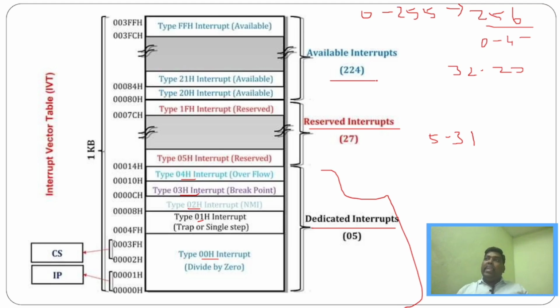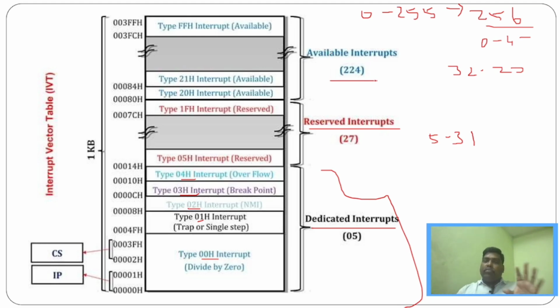Dedicated interrupts, in the sense, are dedicated for certain operations. I'll explain it a little later. Reserved interrupts are reserved for some higher processors. And available interrupts are for the user to define. Whenever a programmer wants to create an interrupt program, they can use these available interrupts and create a program for the corresponding location.